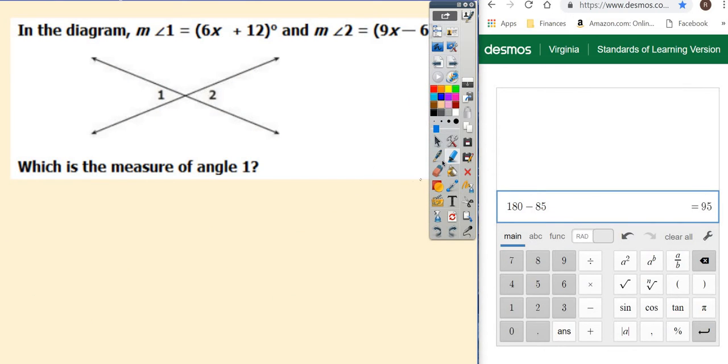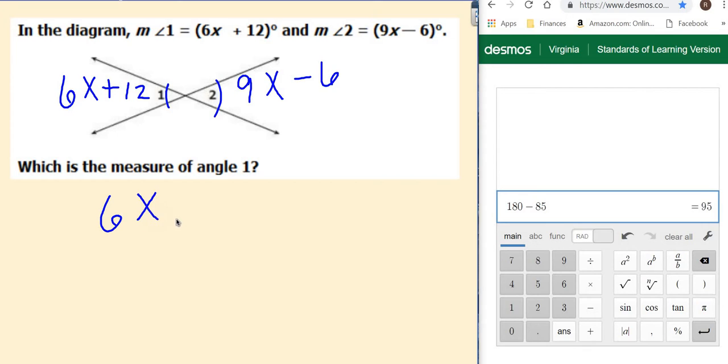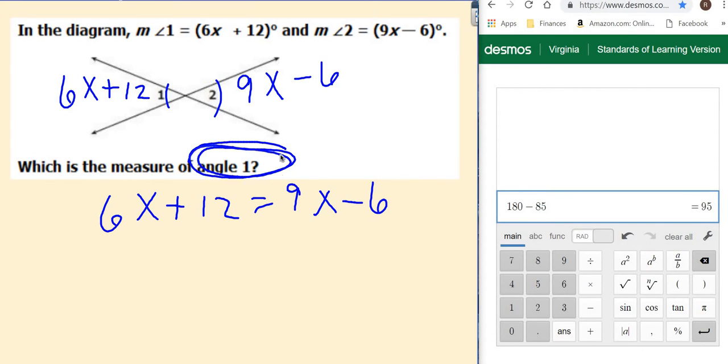Okay, in this problem, it starts with a diagram, and it says the measure of angle 1 is 6x plus 12. The measure of angle 2 is 9x minus 6. I know that they're vertical, so they have to be congruent. They have to be equal to each other. So 6x plus 12 has to be equal to 9x minus 6. They want us to find the measure of angle 1. So once we find x, we've got to plug it back in and find the measure of angle 1.